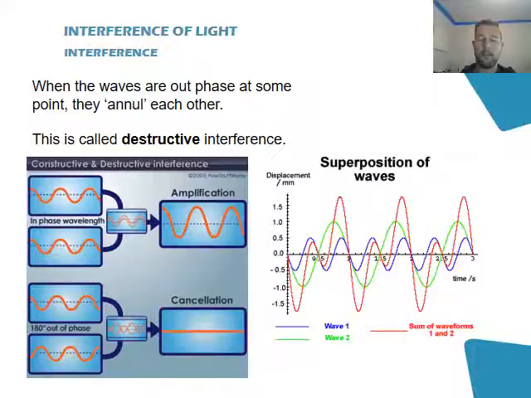When the waves are out of phase, they annul each other, and this is called destructive interference. So when one wave, for example, is a positive value, the other is a negative, it's destructive, and we get the resultant somewhere in between. So if we have a look at this location here, our blue wave is negative, our green wave is positive, and we can see destructive interference where it's somewhere in between, being the red wave.